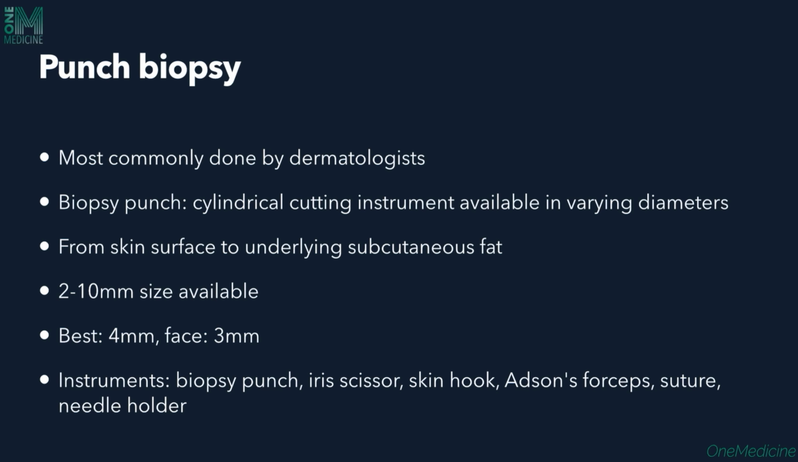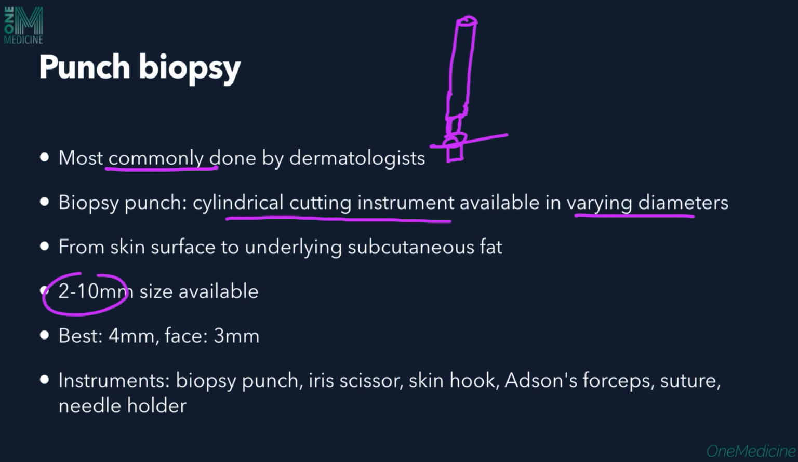Punch biopsy is another method. Punch biopsy is the most commonly done biopsy by dermatologists. You'll get a probe which has a punch attached to it, and this punch will go inside the skin and cut through the skin. So it is a cylindrical cutting instrument available in varying diameters. The diameter can vary from 2 to 10 mm in size depending upon the lesion and the site you're doing the biopsy. It will take the tissue from the epidermis until the subcutaneous tissue. So all the layers are basically taken into consideration here.